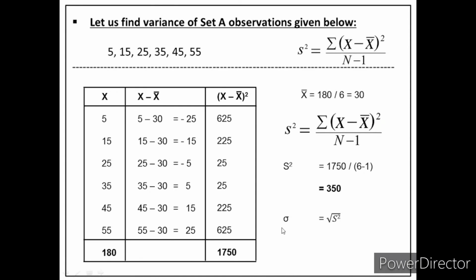Now next we want to find out the standard deviation of this given individual series. We know that the formula of standard deviation is equal to the square root of variance. So we just have to take the square root of the value of the variance calculated in this step. So that is the square root of 350. So the standard deviation for this particular series is 18.71.